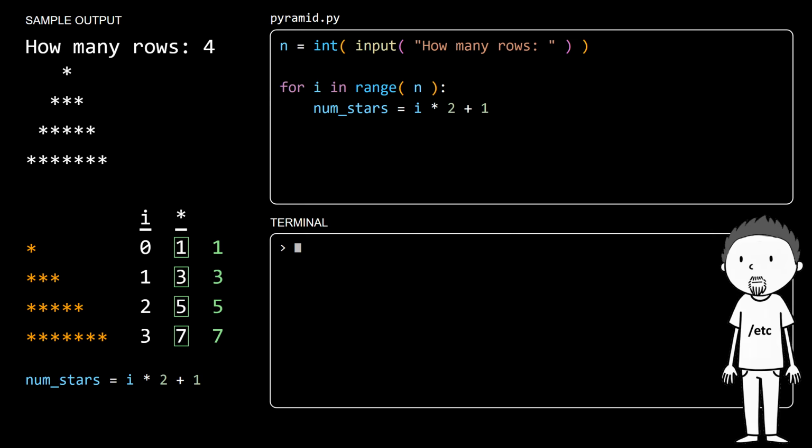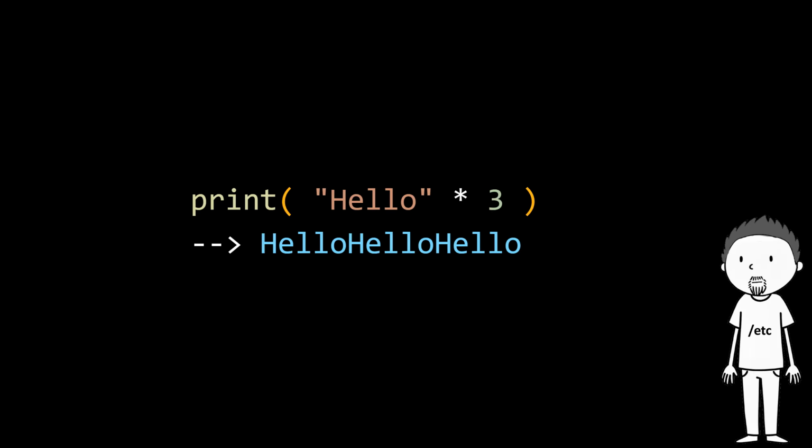It turns out Python has a little shortcut for this, where you can multiply a string by a number in order to repeat the string that many times. For example, if we multiply the string hello by 3, we get hello, hello, hello. So it's a bit of a trick or convenience that Python allows us to multiply a string times a number.